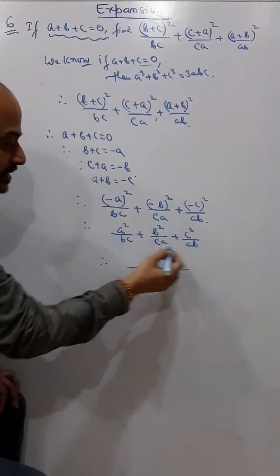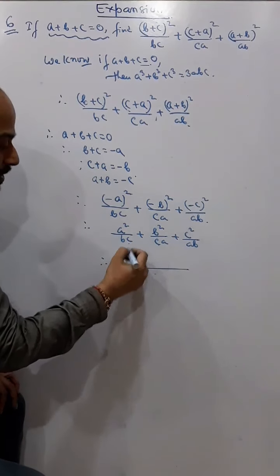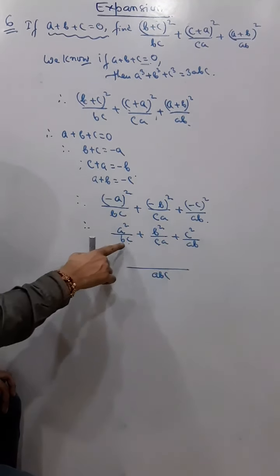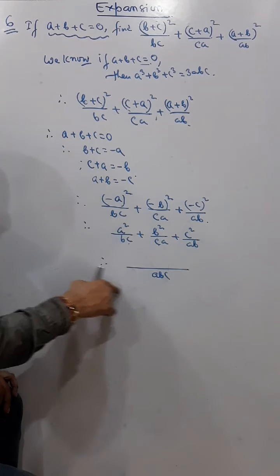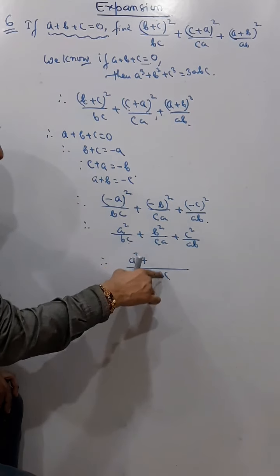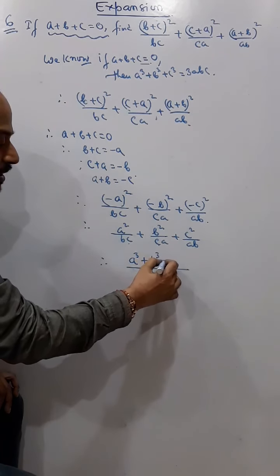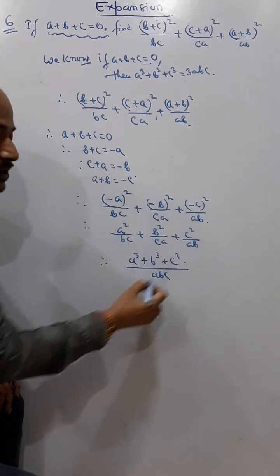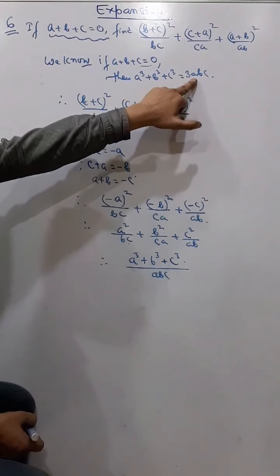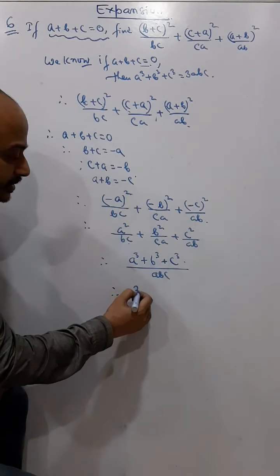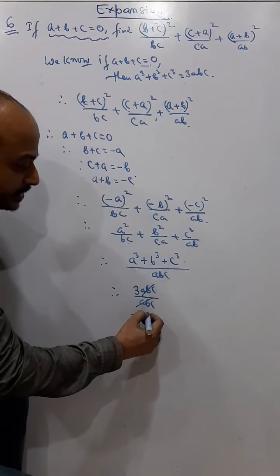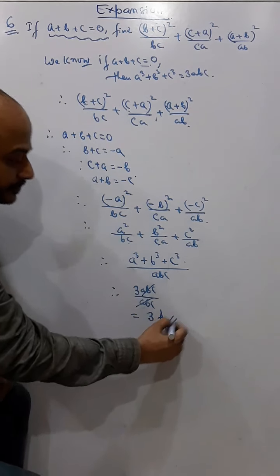And now we can take the LCM of bc, ca and ab; the lowest common multiple of these three will be abc. And now from bc, a is missing, so I multiply a into a square, that becomes a cube. Here b is missing from the LCM, so b into b square, and similarly this will become c cube. And we know that a cube plus b cube plus c cube is equal to 3abc. So now we can put here 3abc by abc, and abc gets cancelled, and my answer is 3. Okay.